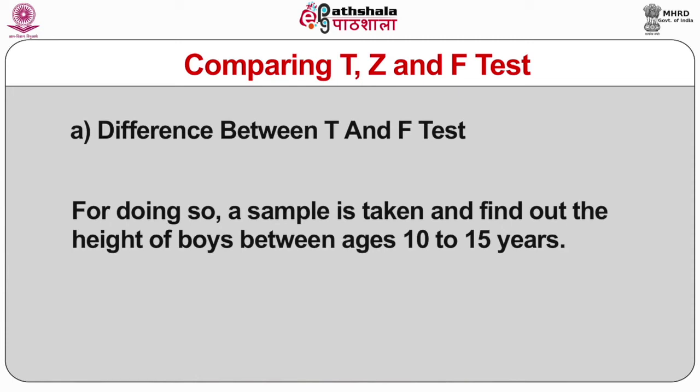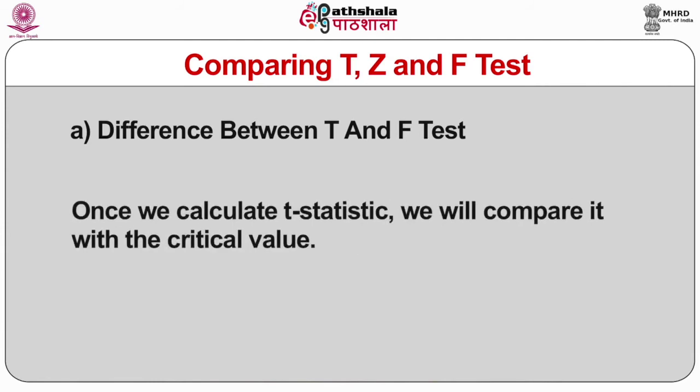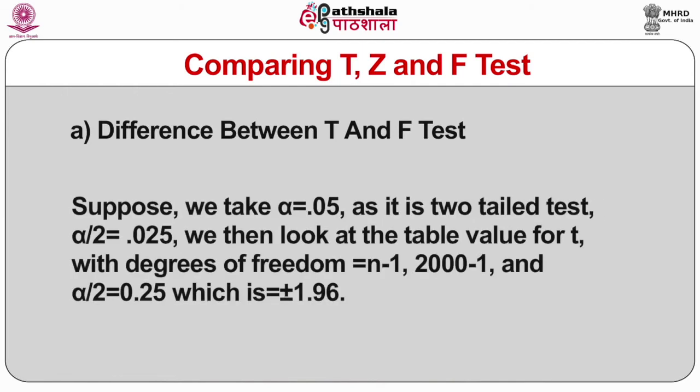For doing so, a sample is taken and we find out the height of boys in this age group, calculate the standard deviation, and then calculate the T statistic. Once we calculate the T statistic, we will compare it with the critical value. Suppose we take alpha as 0.05; as it is a two-tailed test, alpha by 2 will become 0.025. We then look at the tabulated value for T with degrees of freedom n minus 1, which is equal to 2000 minus 1, and alpha by 2 of 0.025, which is plus minus 1.96.